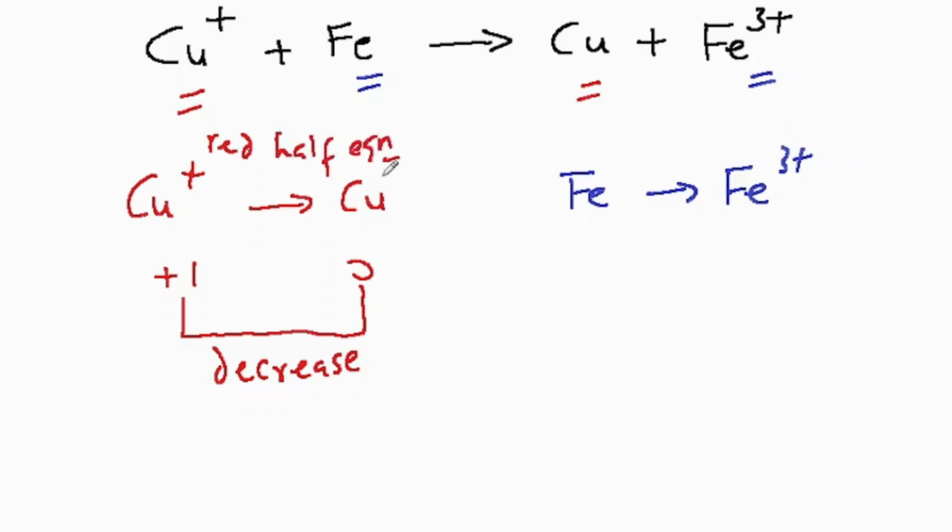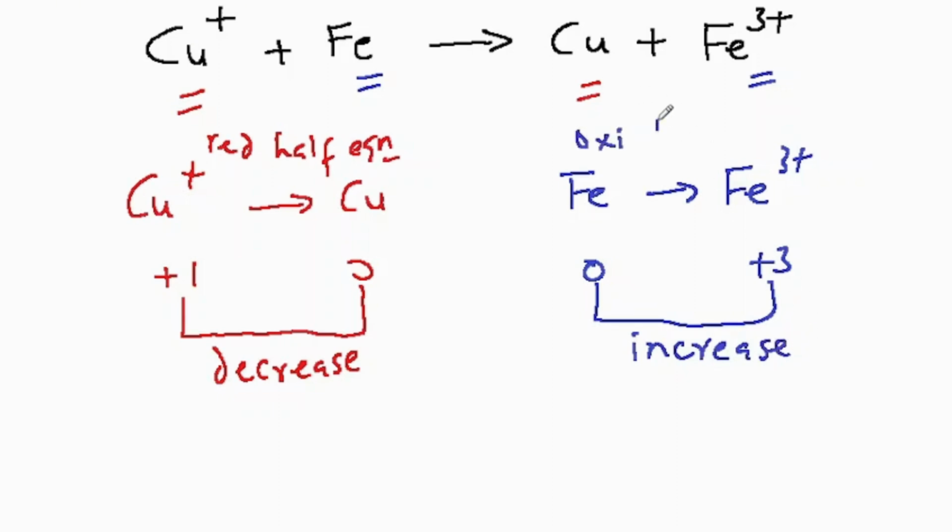And for iron, the oxidation state is changing from 0 to +3. The oxidation state of iron here is 0, and that of iron 3 plus is +3. So that's an increase in oxidation number. Because that's an increase in oxidation number, we'll consider this as the oxidation half equation.